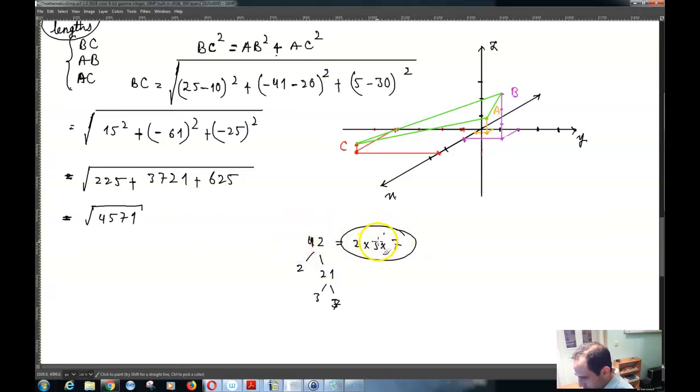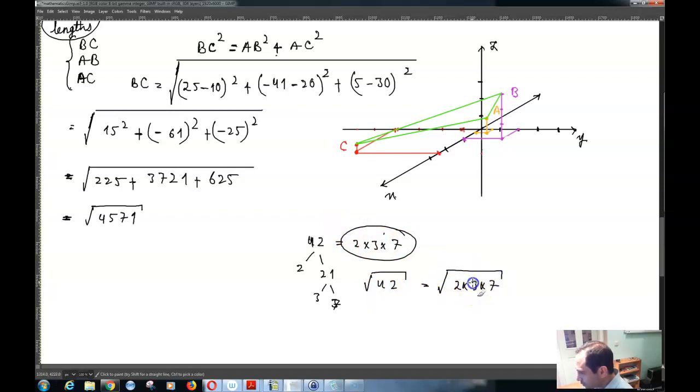And then depending on that, you could somehow pull some of these numbers out of the square root function and simplify your square root. Basically, if you had, for example, the square root of 42, then you could write it as the square root of 2 times 3 times 7.